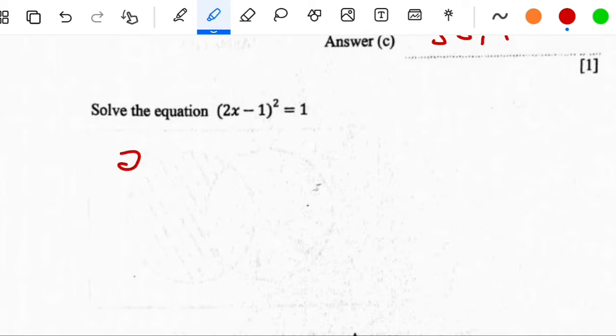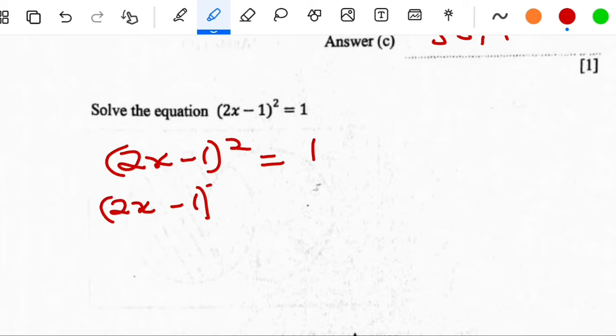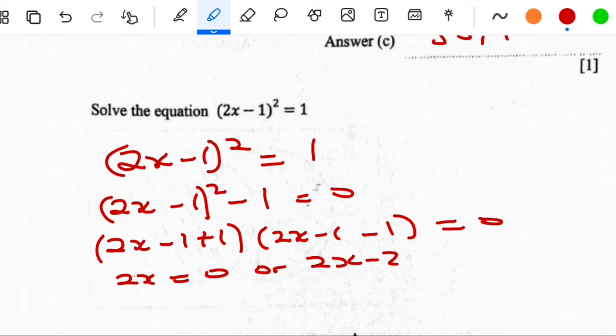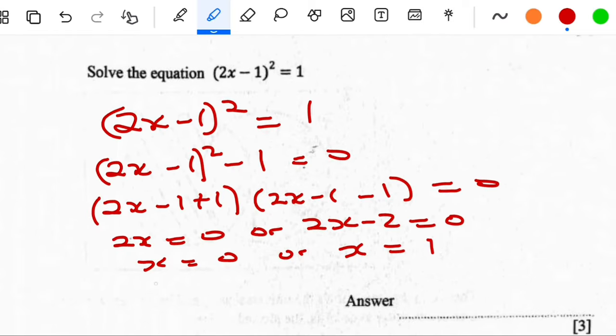So it's what? 2x minus 1 all squared equals 1. So this is the same as 2x minus 1 all squared minus 1 equals 0. Difference of two squares there, we've got 2x minus 1 plus 1, 2x minus 1 minus 1 equals 0. Then 2x equals 0, or 2x minus 2 equals 0. So x equals 0 or x equals 1. So this is my solution.